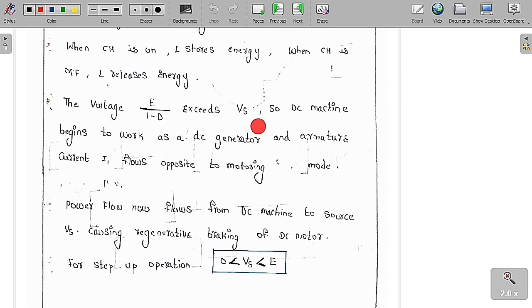If this is greater than the Vs output voltage, we can say that this motor is going to act like a DC generator and it is going to operate in regenerative braking. So therefore it is going to deliver the power from the motor to the source. Current flows from the DC machine to source Vs causing regenerative braking of the DC motor. So for this mode of operation, current should flow from E to Vs only when E is greater than Vs, or simply Vs lies between 0 to E.